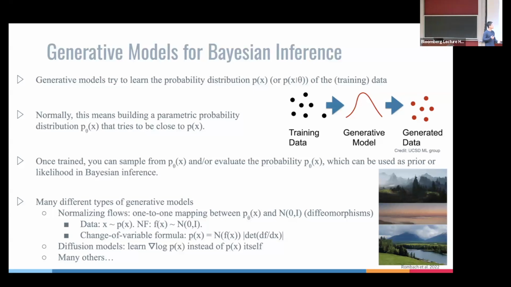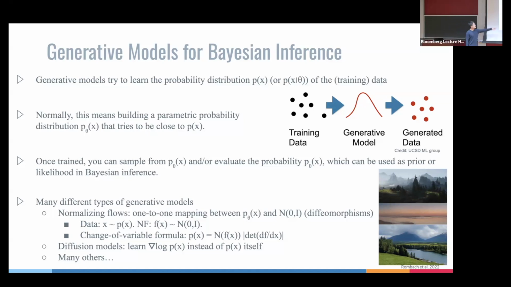Another family of generative models are diffusion models. Instead of parameterizing the density itself, these models parameterize the gradient of the log density. The advantage here is that when you parameterize the density itself, you always want to make sure it's normalized. But when you approximate the gradient, you don't need to worry about normalization anymore. So it allows you to use much more flexible neural network architectures. And that's the main advantage. And of course, there are many others.